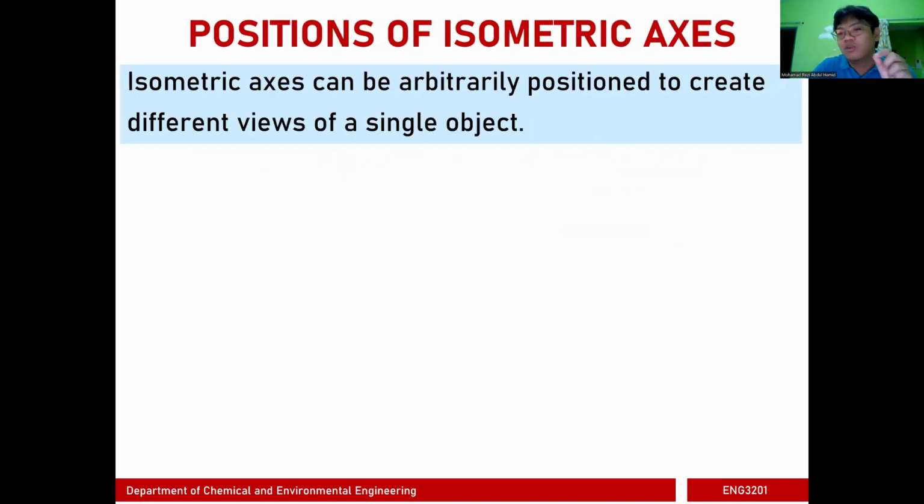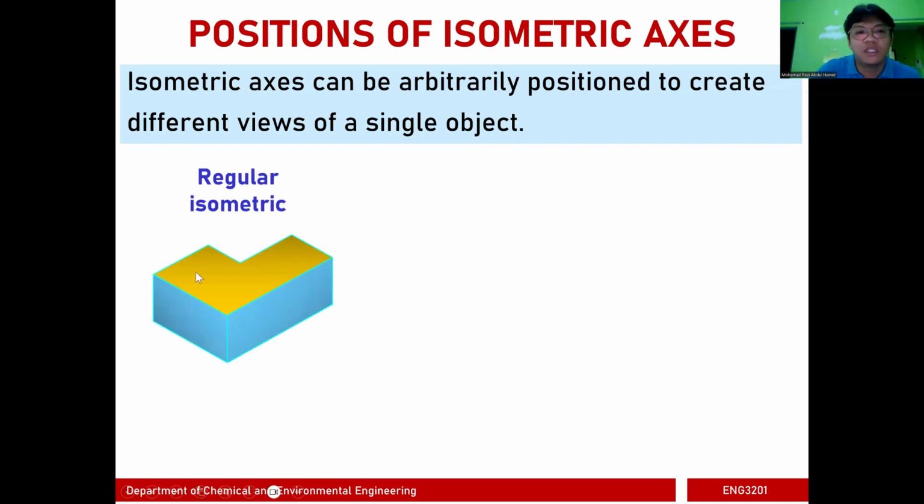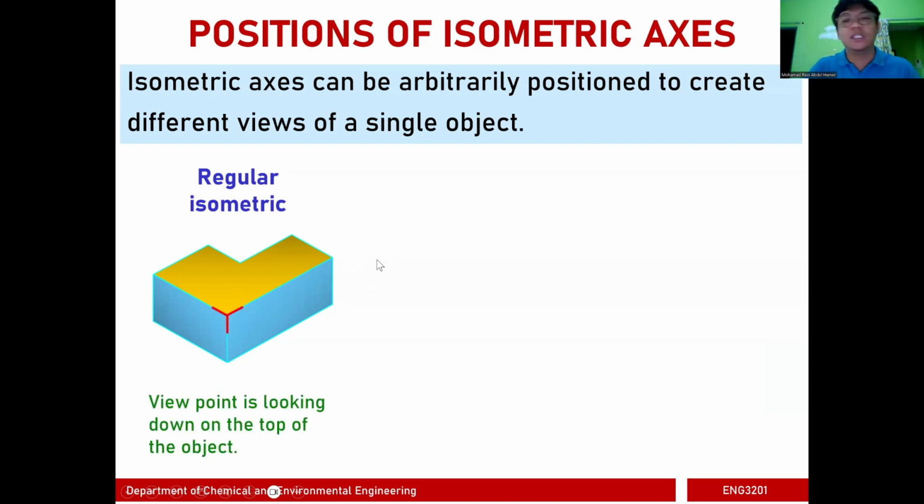Now, the isometric axis does not necessarily occur here. Let me find a good example. It can be at here, it can be below here. It can be any point at the edges of your object. So depending on which one you choose, you will have a different view style of the object. Now, just as an example, a regular isometric drawing of this object is just like this. So you see here, you see here, you see here. Now, the axis here is this point. Basically, what we did is we view looking down. That's how the object appears.